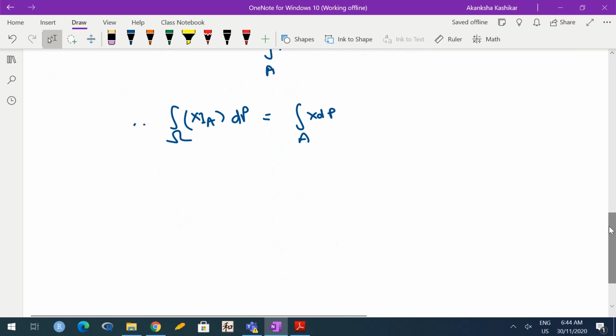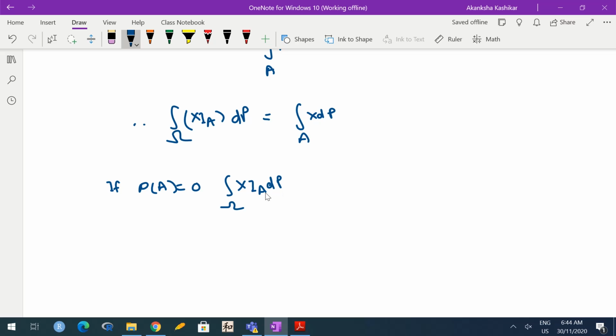Then there is one more result. I would state it, I won't prove it. So if probability of A is equal to 0, then the integral of X indicator A dP over omega, which is the same as the integral over A of X dP, is 0. Okay. So if probability of A is 0, then over that set, if I consider an expectation type of integral, then it is 0. Okay, we won't go into the proof of it, but we might need this result somewhere.